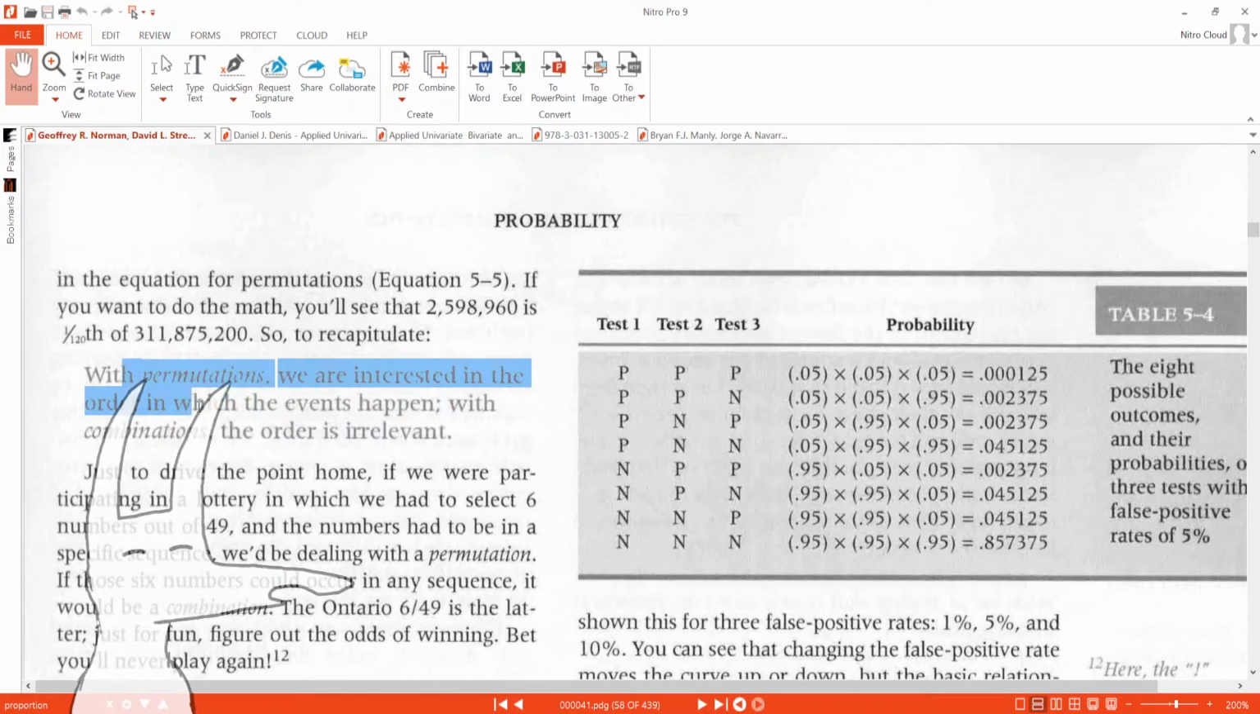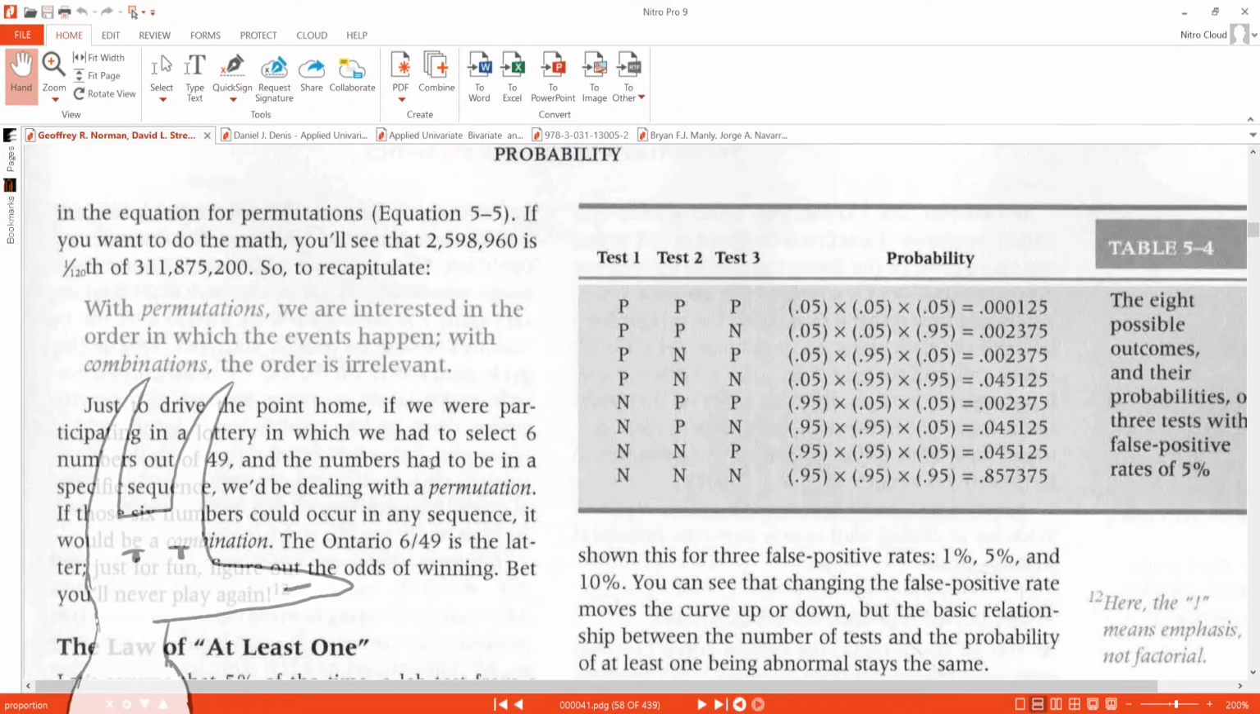With permutations, we're interested in the order in which the events happen. With combinations, the order is irrelevant. Just to drive the point home, if we were participating in a lottery in which we had to select 6 numbers out of 49 and the numbers had to be in a specific sequence, we'd be dealing with a permutation. If those 6 numbers could occur in any sequence, it would be a combination. The Ontario 649 is the latter.